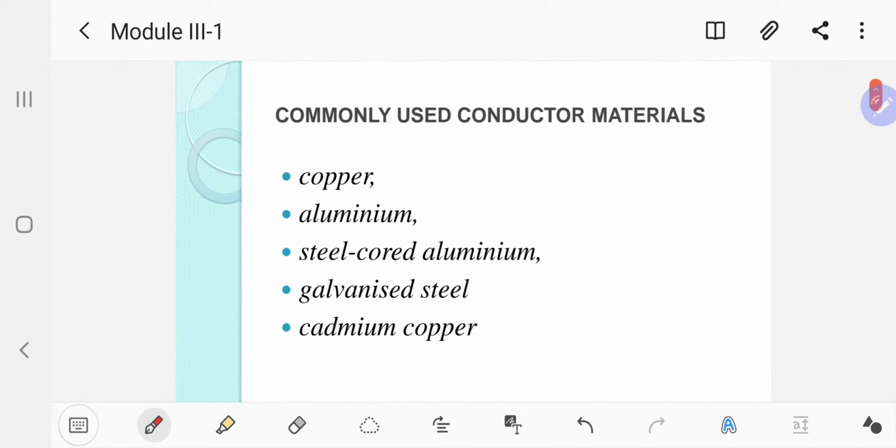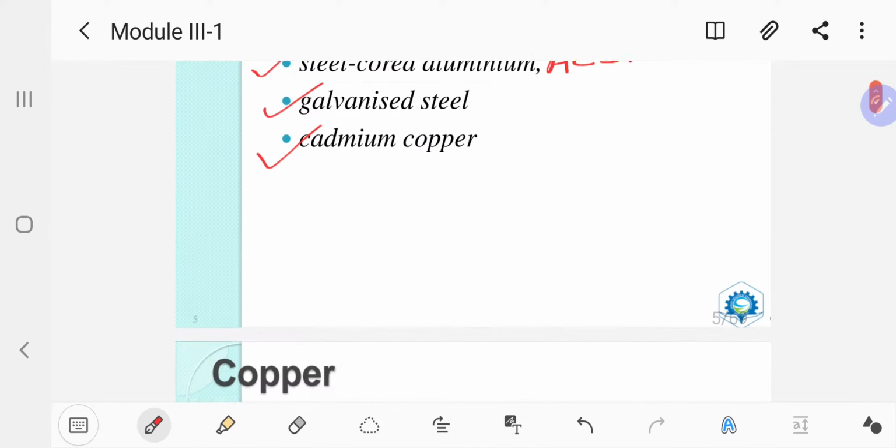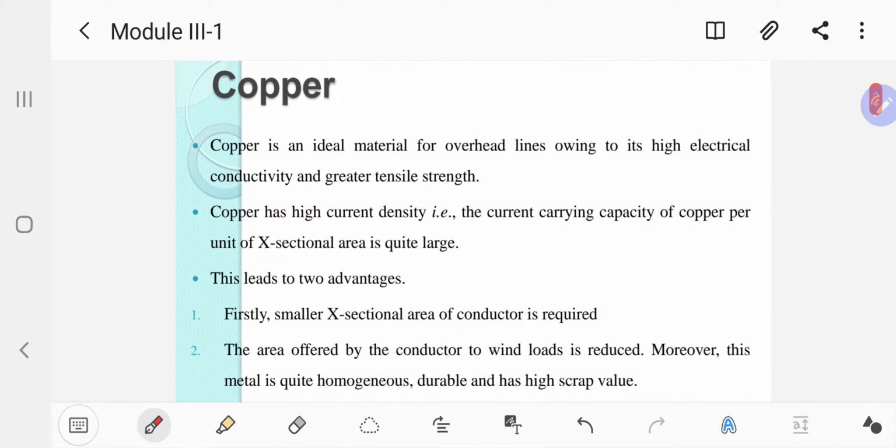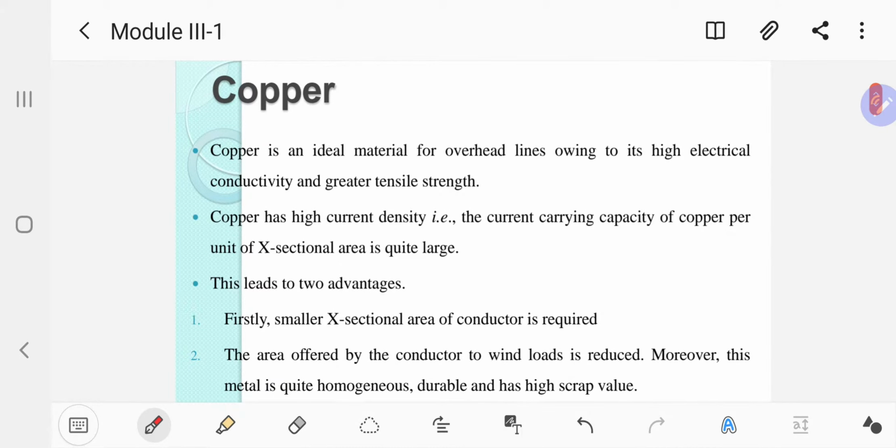Now we are going to the different types of commonly used conductors. First comes copper, second aluminium, third steel-cored aluminium, which is also known as ACSR. Then come galvanized steel and cadmium copper. So let's first move on to copper. Copper is an ideal material. We will go through the properties of copper and what makes it ideal for the transmission line. Copper is an ideal material for the overhead transmission line because it has high electrical conductivity and greater tensile strength, which are ideal properties.